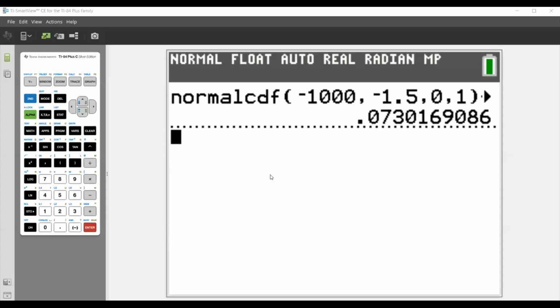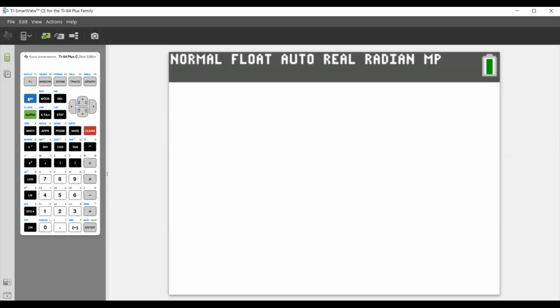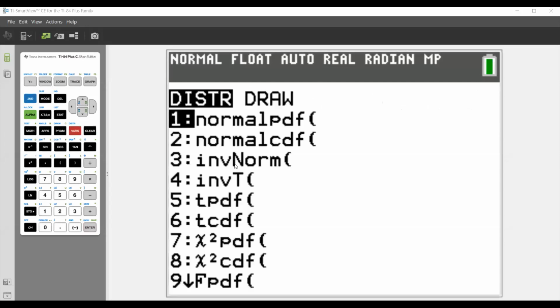All right, let's go to the calculator. Now, because we are given an area or probability, we're working in reverse now. We're trying to find that value of z, where the area to the right of it is 0.03. This is where we're going to use that special inverse operation called inverse normal. Go down to 3, hit enter.